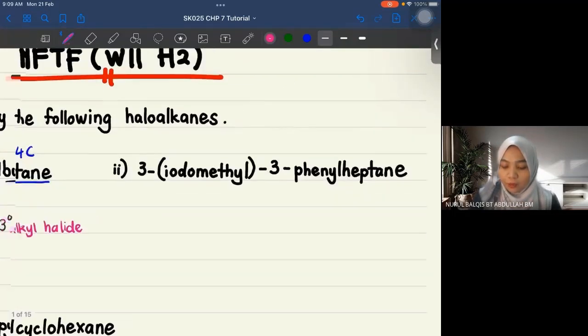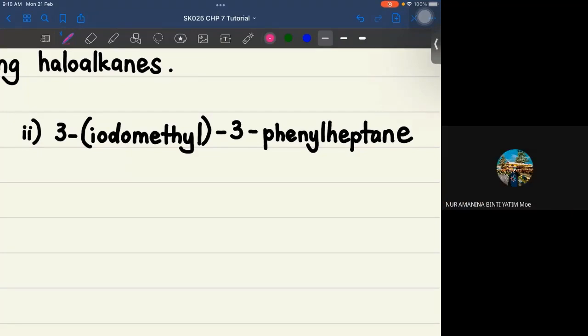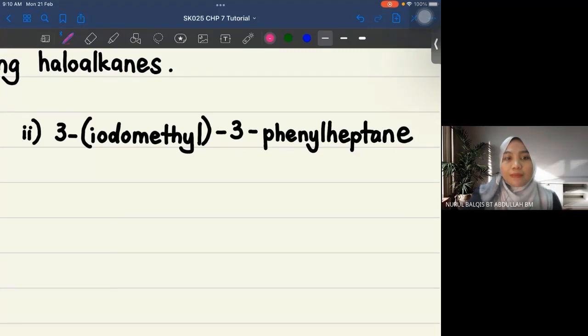Okay, next one. We have 3-(iodomethyl)-3-phenylheptane. Kalau awak nampak sekarang ni, dia ada substituents, but at the same time dalam kurungan. Apa maksud dalam kurungan ni? Selalunya kita tak letak kurungan, kita just hyphen dan comma. Kenapa tiba-tiba ada kurungan dekat substituents? Maksudnya ada substituent dalam substituent. Betul. Okay, so sekarang jom kita buat benda ni. Kita start dengan apa dulu?